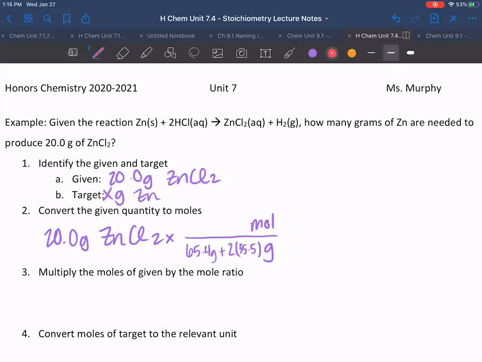I'm going to write this. Molar mass of ZnCl2. So then what's the number in front of mole on top? 1, because it's per 1 mole. Okay. So we get that and get 0.147 moles ZnCl2.